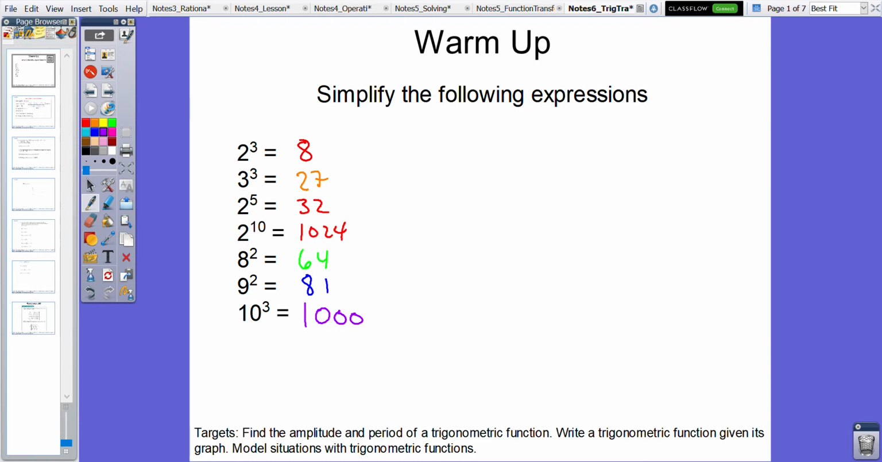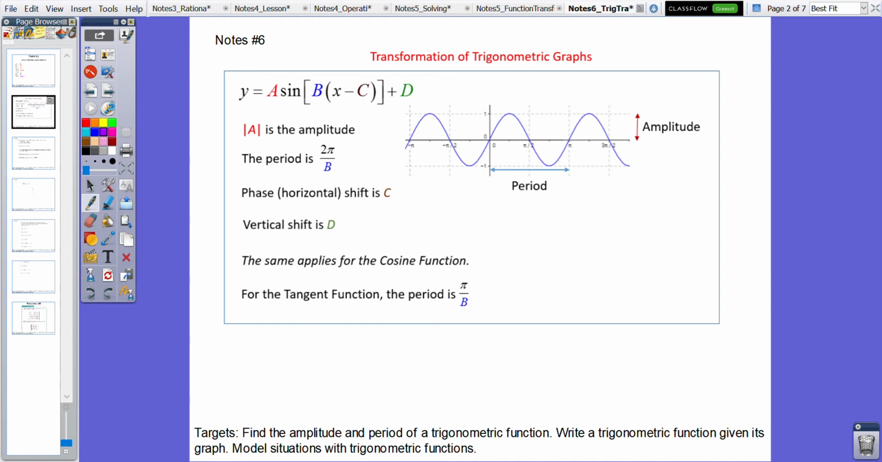Let's go ahead and get started with looking at transformations of trigonometric functions. All right. So a basic overview here, as you can see with this function that I have at the top, I have y equals a times sine of b times x minus c, plus d. Now that's a lot of letters. So let's decipher a little bit of what we know here.